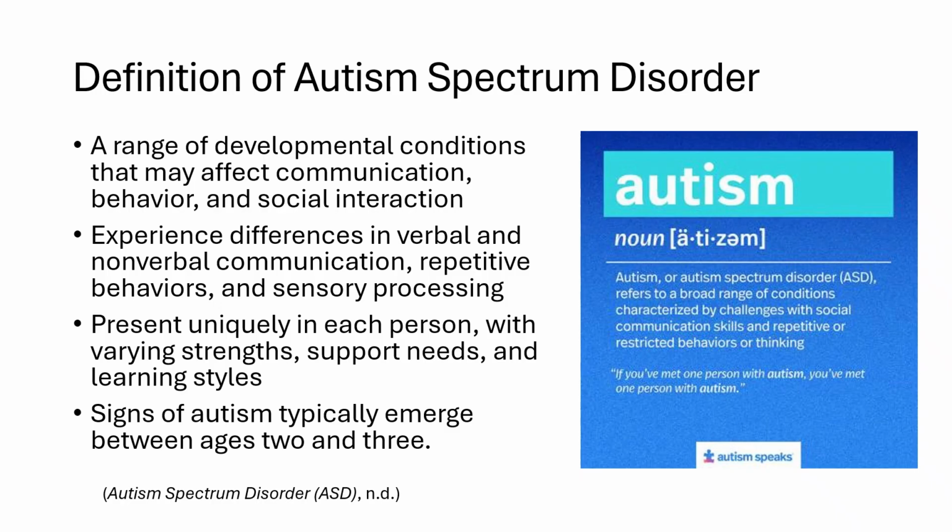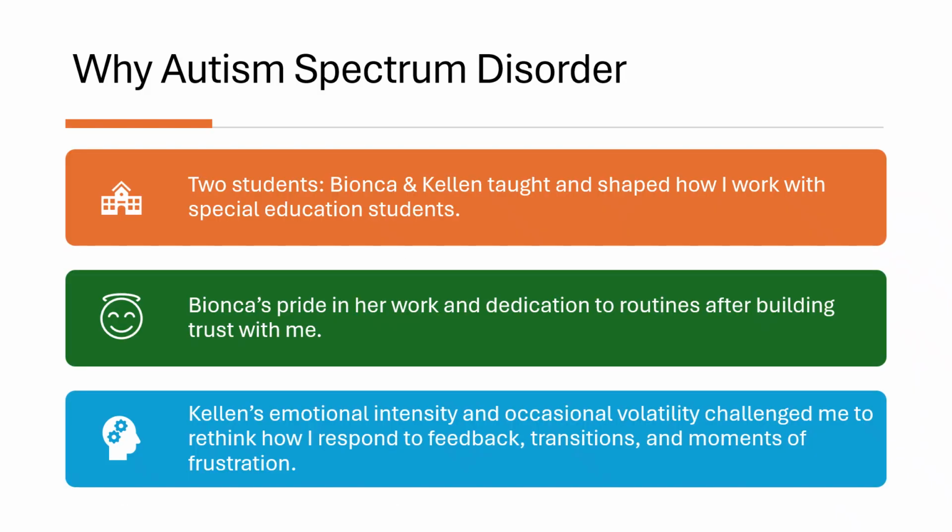In addition, signs of autism usually begin to show around age 2 or 3, with a formal diagnosis often given at 5. All right, so I'm going to tell you why I chose autism. And it wasn't just because it was the easiest thing. What we're focusing on this week in class is more layered than that.